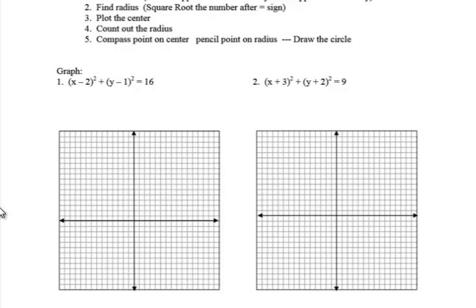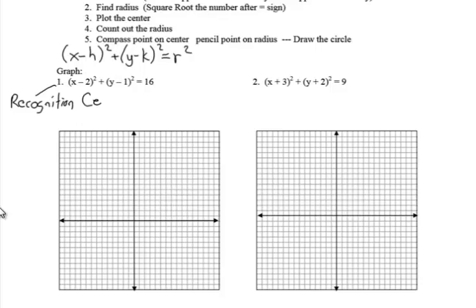So we look at this equation, and first of all, we just want to recognize this format: x minus h quantity squared plus y minus k quantity squared equals the radius squared. So we need to have a little bit of recognition that this is a circle formula. We see that plus sign in there. That's one of the things that indicates this to us.